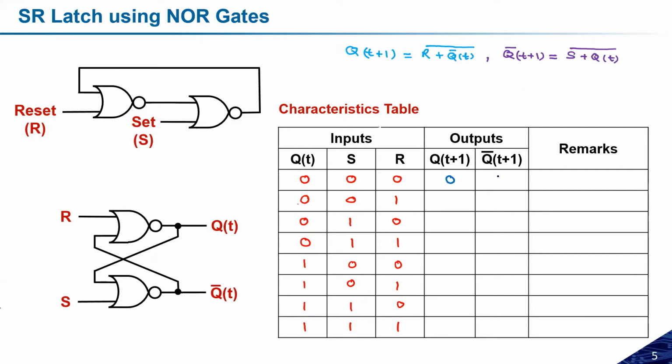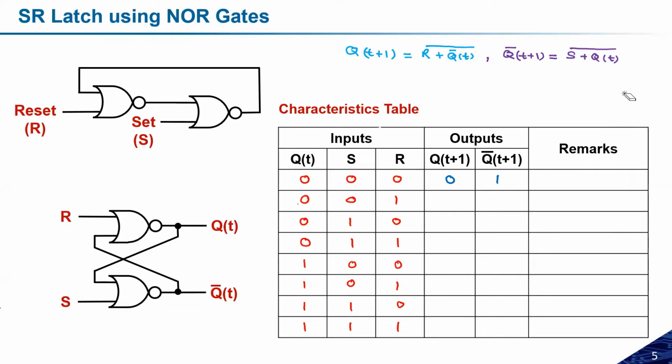And what about Qt plus 1 bar? It will be 1. Just try to check it from this expression. See here, S is equal to 0, so 0 plus Qt is 0 plus 0, that will give 0, and the complement will give you 1. So Qt plus 1 bar will be 1.